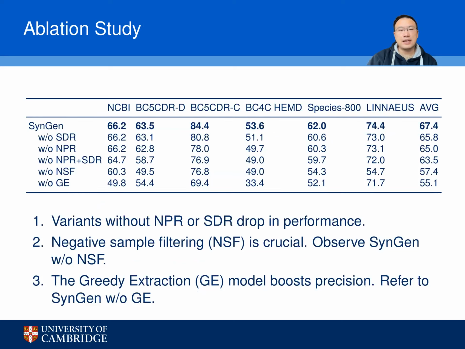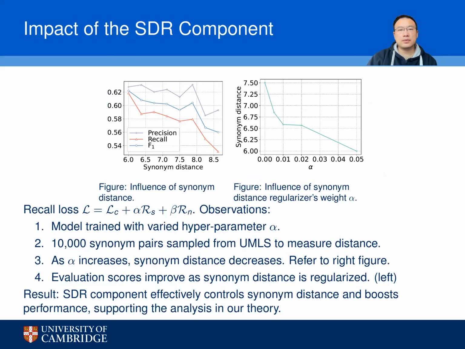We also conduct many ablation studies to show the effectiveness of our framework. We can see from the experiment that variants without NPR or SDR will drop in performance. The NSF is also very crucial because it helps to improve the performance. The greedy extraction can also help to boost the precision. Next, we analyze the impact of the SDR component. We change the alpha to different values and run the experiment.